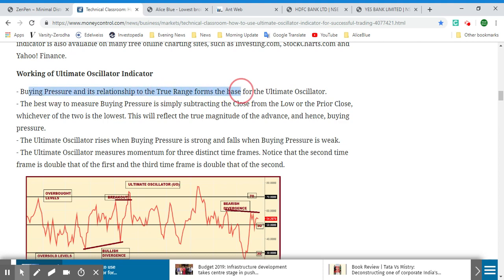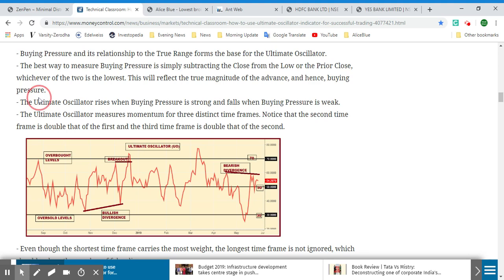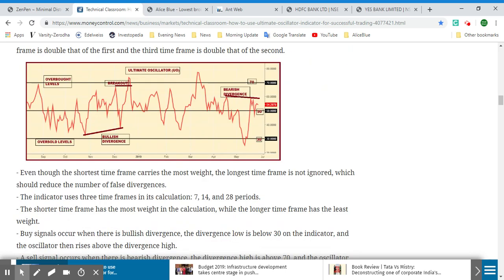The buying pressure and its relationship to the true range forms the base for the ultimate oscillator. The best way to measure buying pressure is simply subtracting the close from the low or the previous close, whichever of the two is lowest. This will reflect the true magnitude of the advance, hence buying pressure. So the ultimate oscillator rises when the buying pressure is strong and falls when the buying pressure is weak. The ultimate oscillator measures momentum for three distinct time frames. Notice that the second time frame is double that of the first and the third time frame is double that of the second.